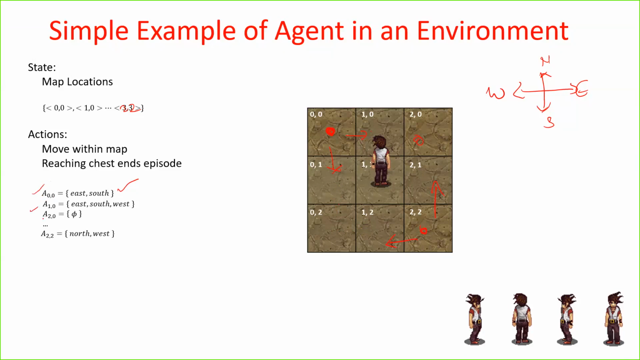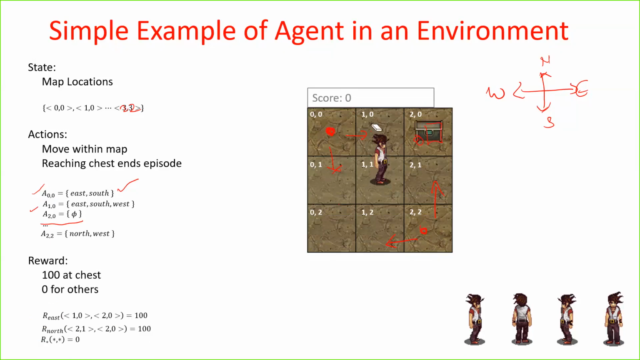And if the agent is at 2,0, no action needs to be performed because this is already the goal state, right? So 2,0 is the goal state where the chest is present. All right, so now the reward we are defining here: if you reach this goal state, the reward is 100. Otherwise, for any other movement or action, the reward is 0.